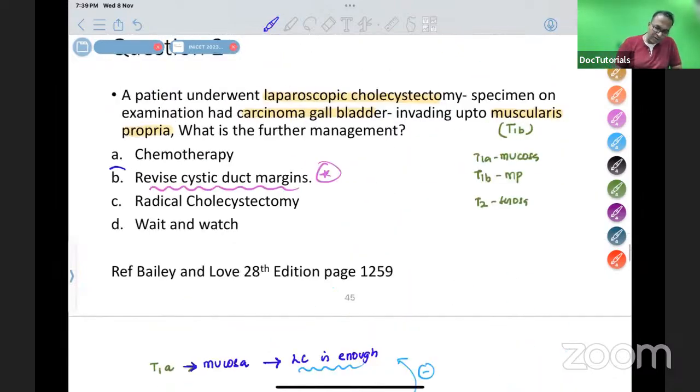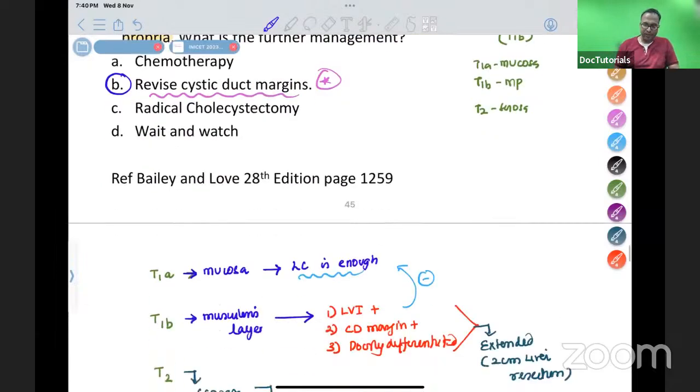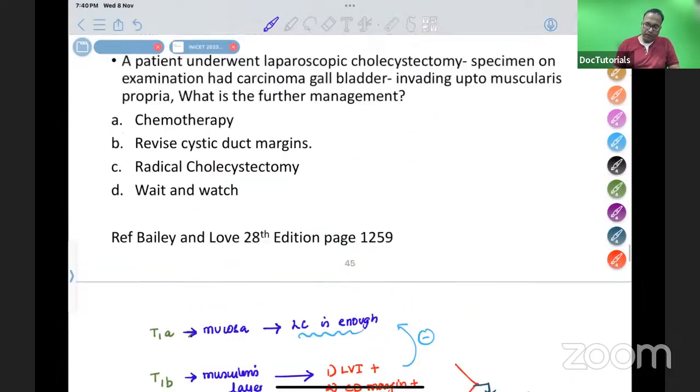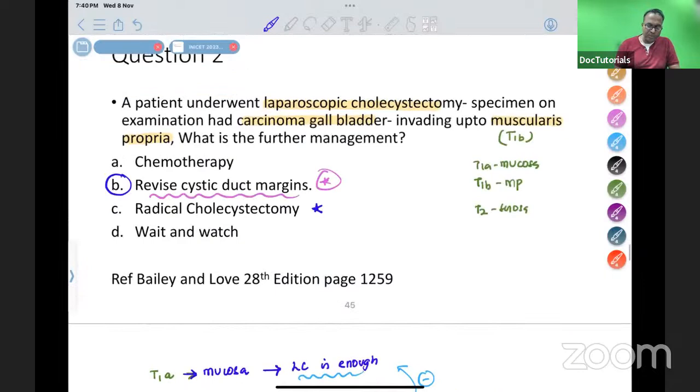So the answer for this question will be revise the cystic duct margin, the best possible answer in this question. So many of you would have done radical cholecystectomy, it is wrong. Please remember, because invading muscularis propria is not the answer for radical cholecystectomy. In such cases, we should revise the cystic duct margin. So if cystic duct margin is positive, we have to go for surgery.